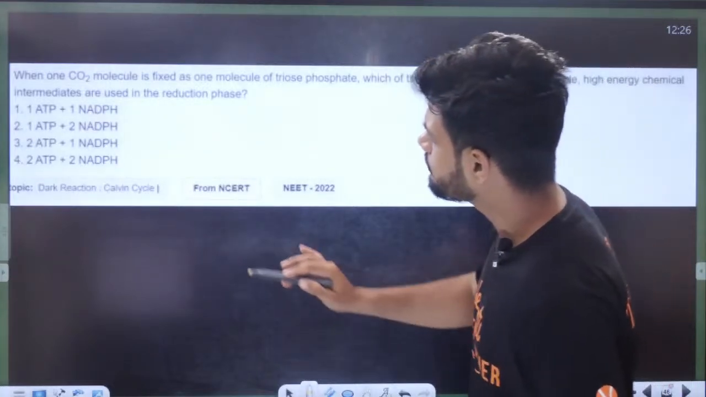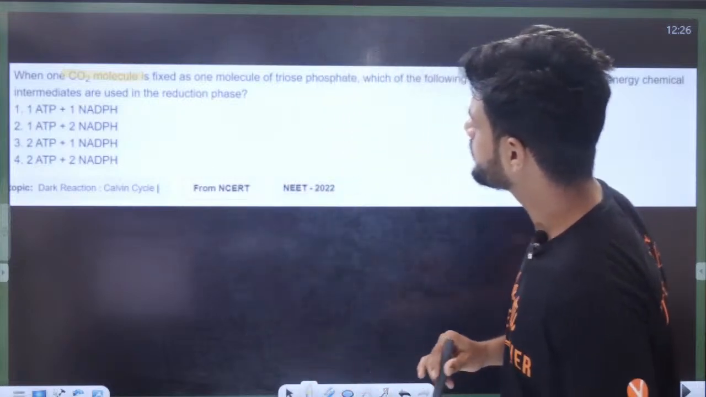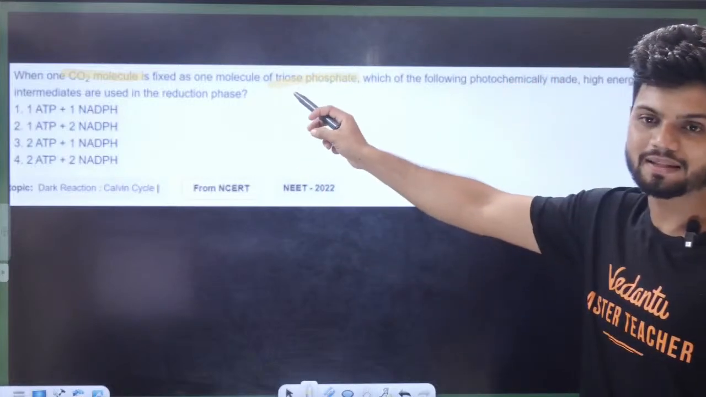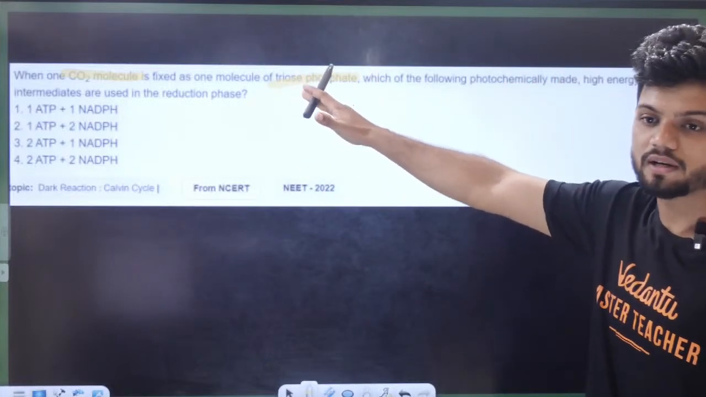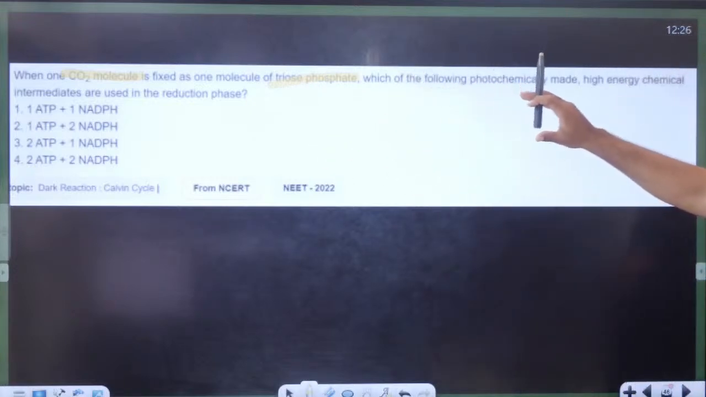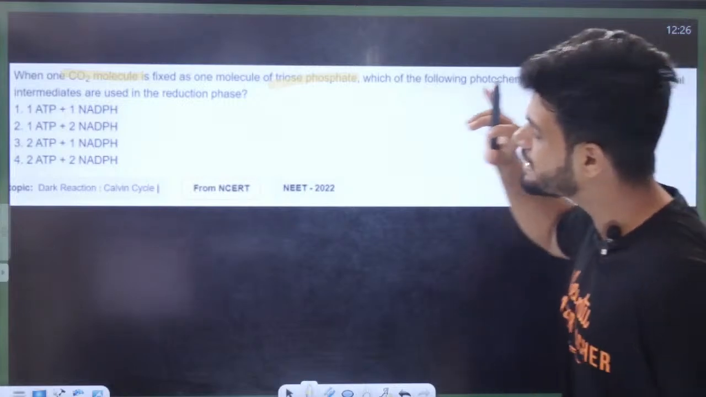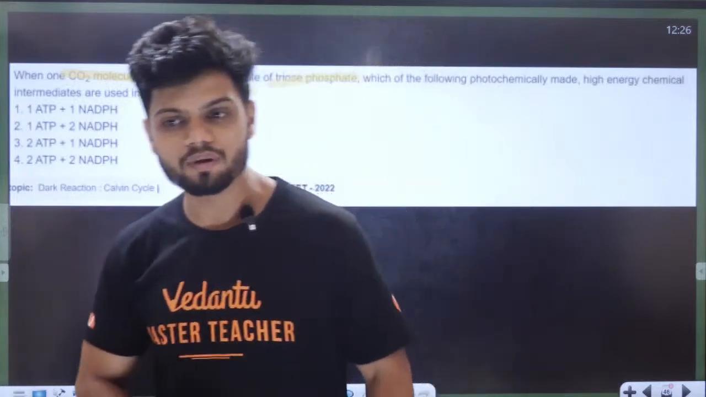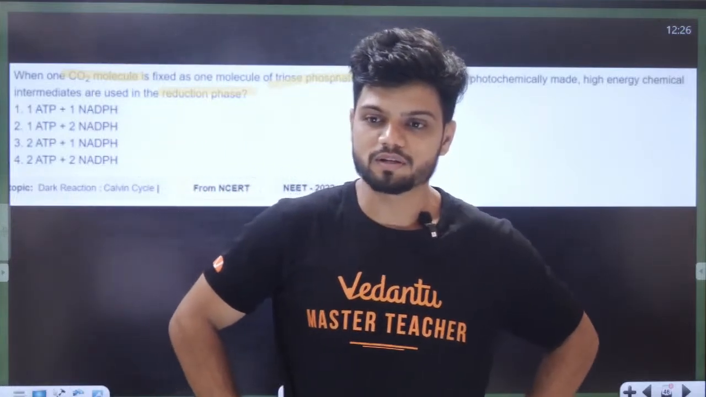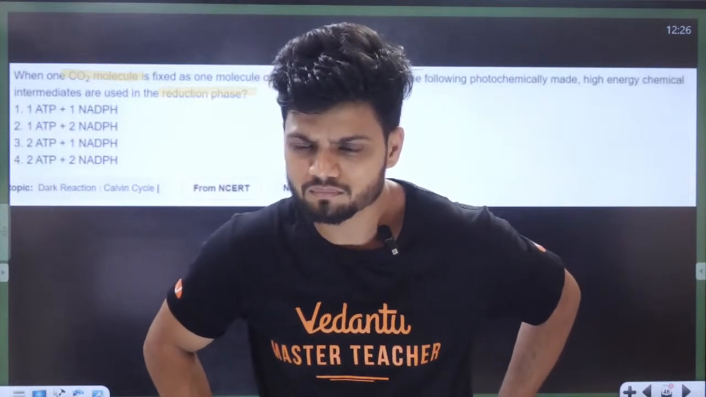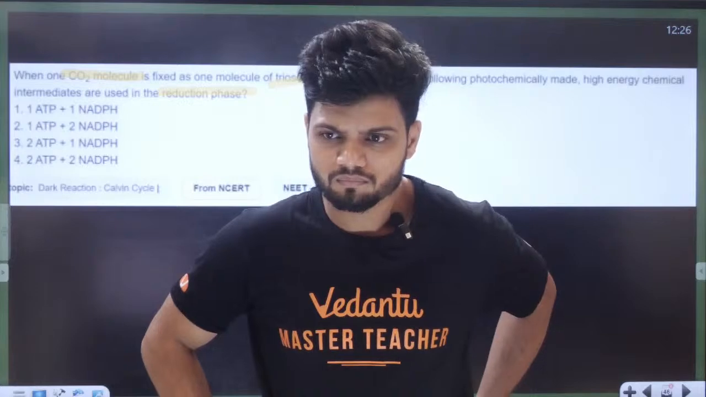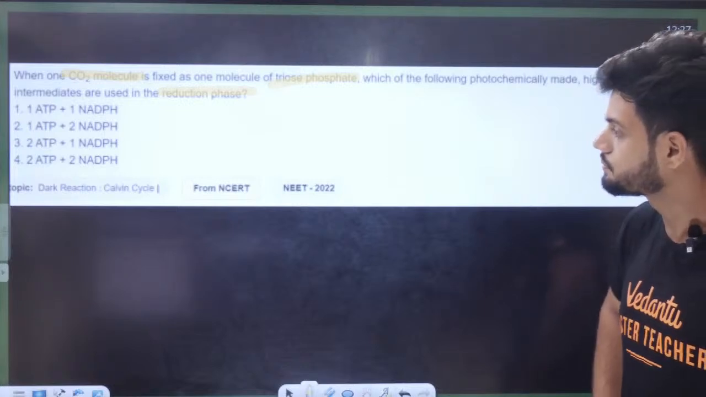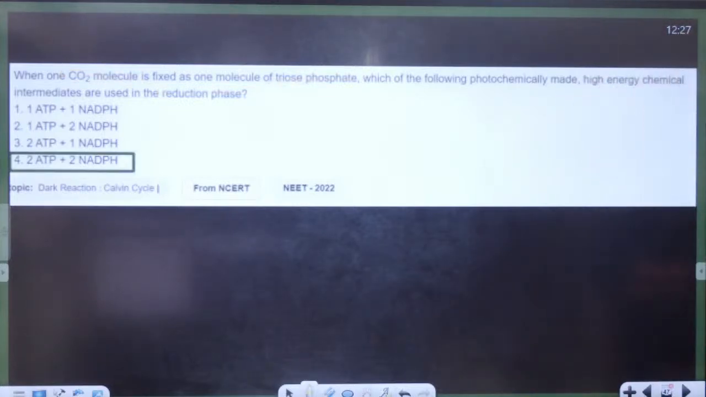Okay. When CO2 molecule is fixed as 1 molecule of triose phosphate, that is happening in your second step, the reduction step. Which of the following photochemically made high energy chemical intermediates are used in the reduction phase? Students, tell me, in the reduction phase, what is used? How many ATP? And what is happening? Tell me. In reduction, the second step, 2 ATP and 2 NADH.